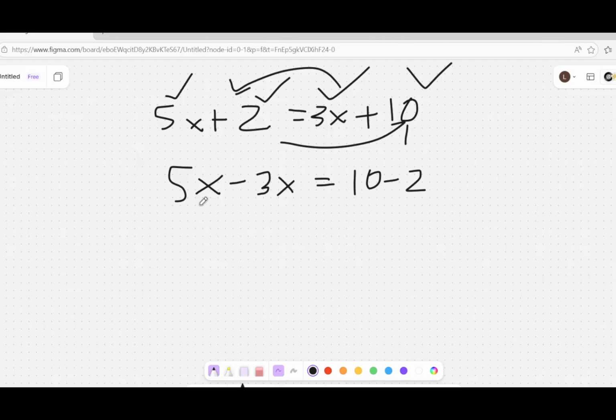And then we can already simplify this problem. So 5x minus 3x. We just copy the variable, and the only thing that will be subtracted is the constant. So 5 minus 3 is 2x. So there are 5x minus 3x, the answer is 2x. And we simplify this: 10 minus 2 is 8.